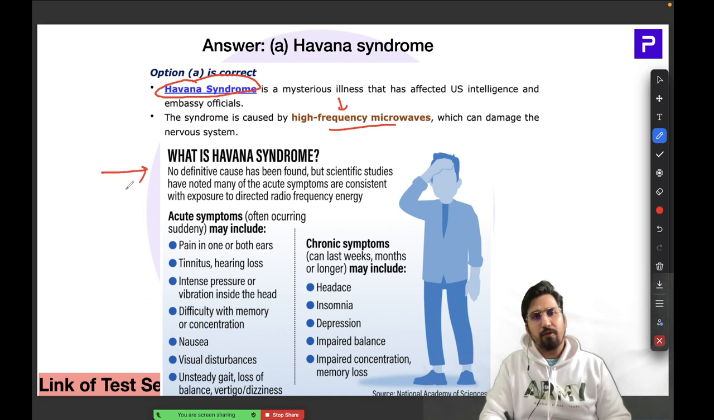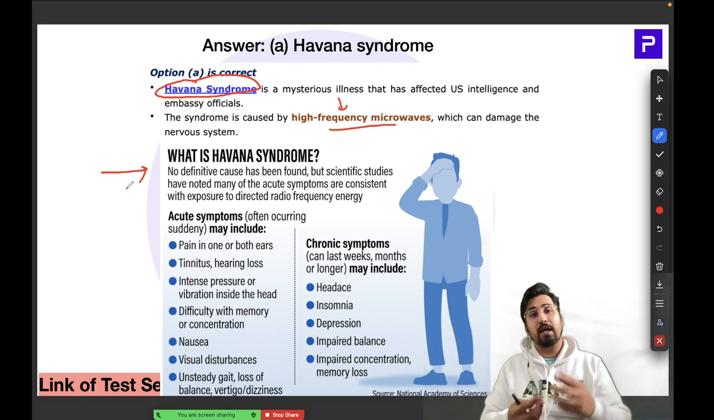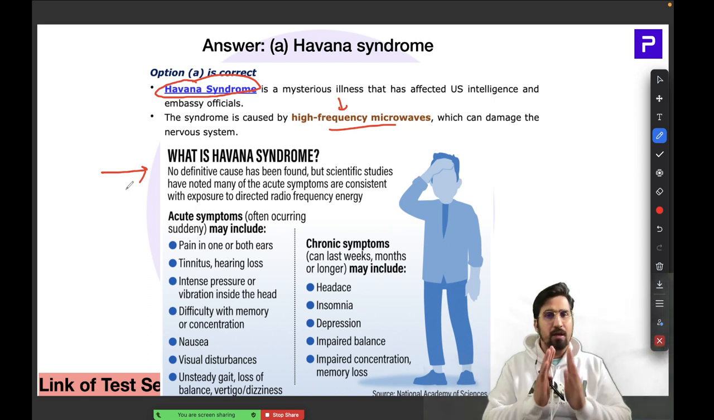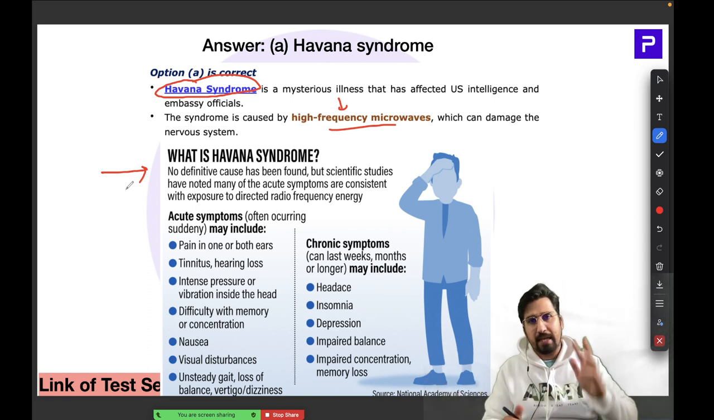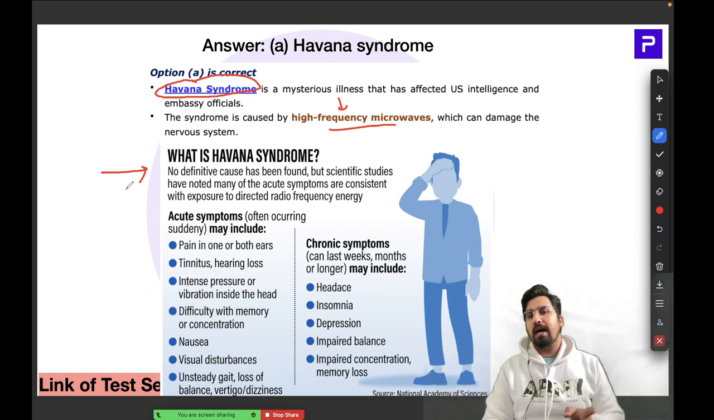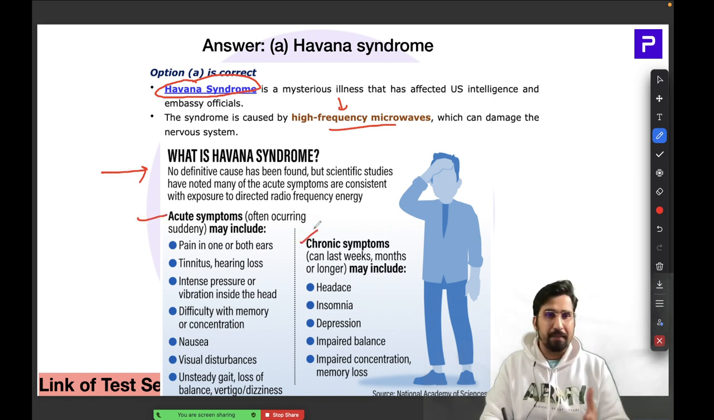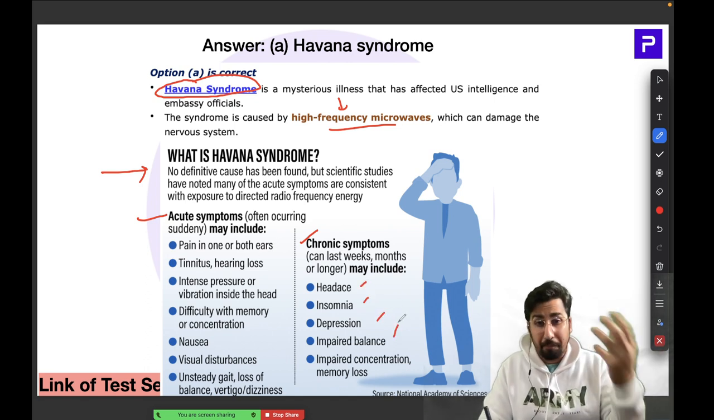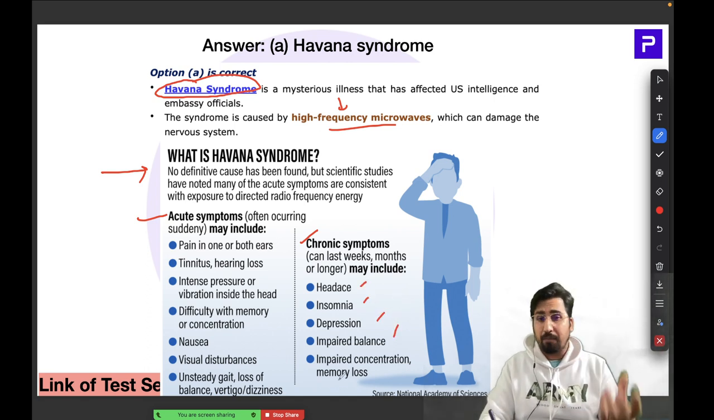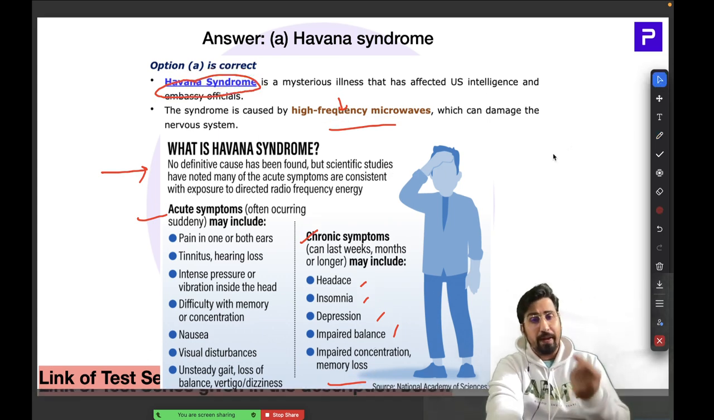Of course, even till date, there is no definitive cause of how microwaves are responsible for that situation. We do not have any scientific proof of that. But many scientific studies have hinted it is because of these high frequency microwaves, and there are some acute symptoms and chronic symptoms. People have felt headache, insomnia, depression, impaired balance. A lot of people even experience memory loss. It's a very scary situation for those people who experience it.